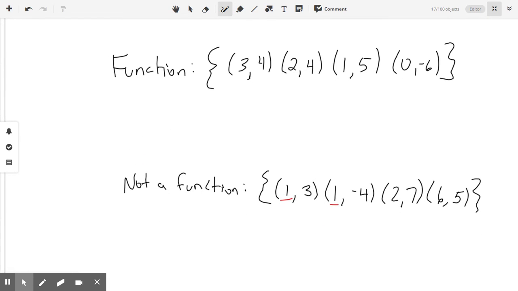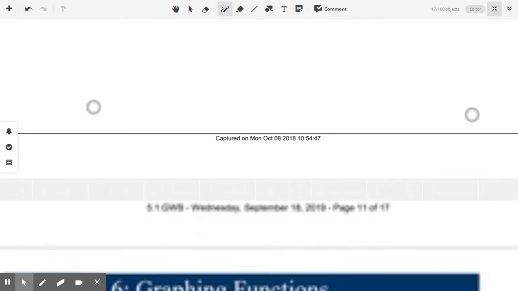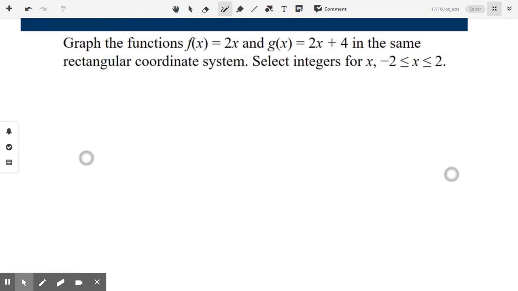So here is just an example. The top one is a function, the bottom one is not a function. Notice the x coordinate is different on all of these, so this is considered a function. Here, the x coordinate of 1 is repeated, so this one is not a function. Okay? That's an easy way to tell. Now, most of the time, we're not going to be listing out all the ordered pairs. A lot of times, it's just by looking at a graph.